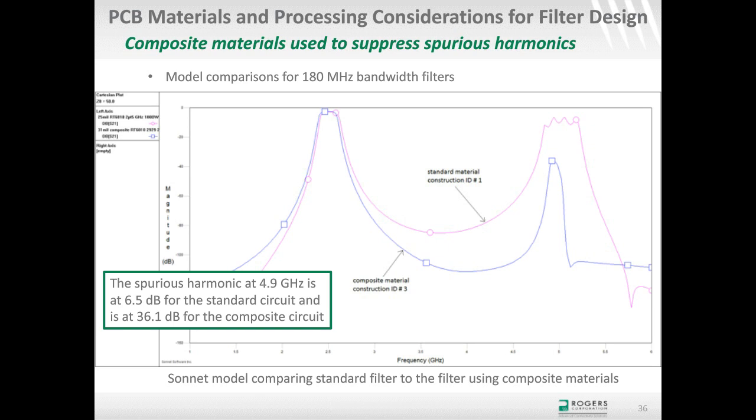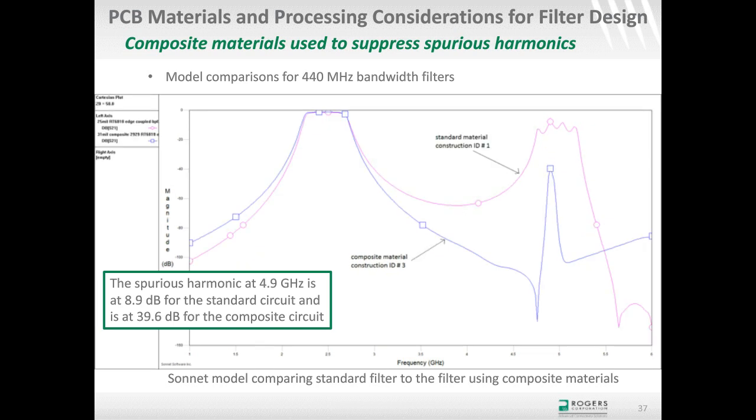Now looking at that same type of idea, except the tightly coupled wider bandwidth filter, 440 megahertz bandwidth, the standard material, you can see that is again the pink or magenta curve, and the blue curve is the filter using the composite materials. And again, we see a pretty big difference in the spurious harmonic going from about 8.9 dB down to almost 40 dB at the 4.9 gigahertz.